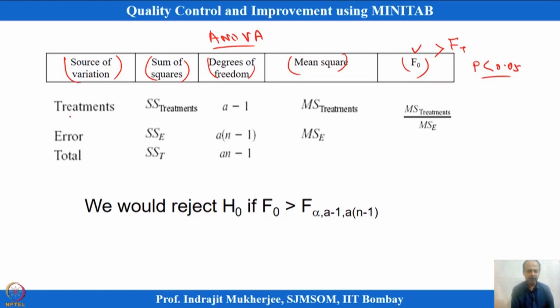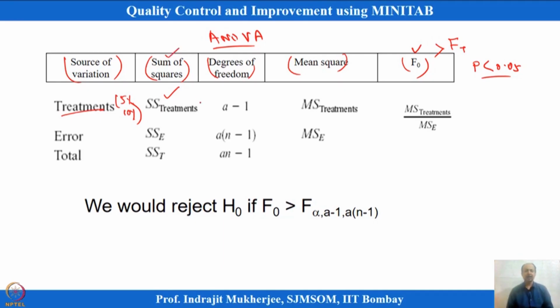Here, treatment means when I change from level 5 to 10, for example. Whenever I change the levels, the total amount of variability that it creates can be calculated and is known as SS treatment. Because of the change in treatments, from level 1 to level a, what is the overall variation happening because of these changes? That we can think of as a sum of squares measure.